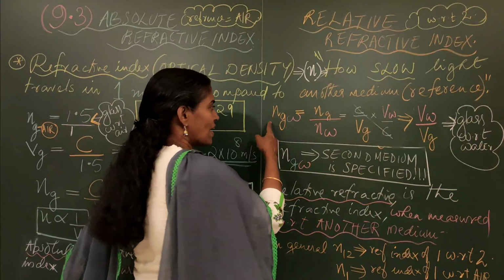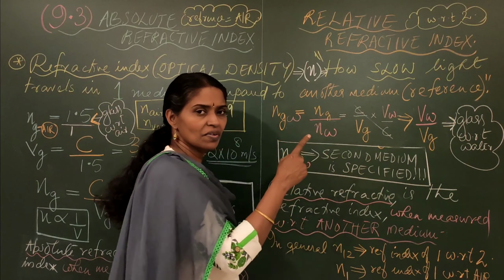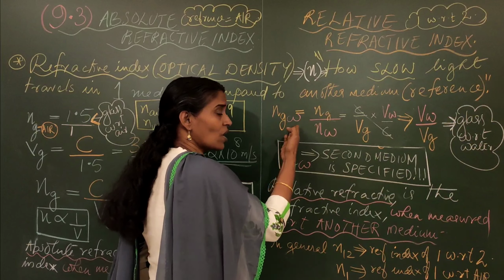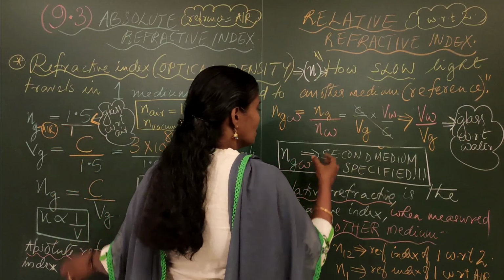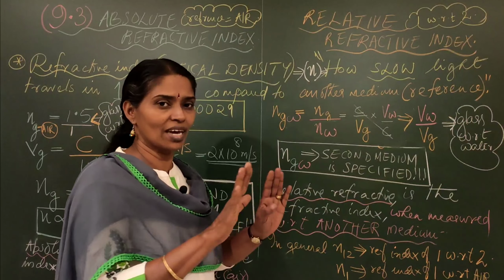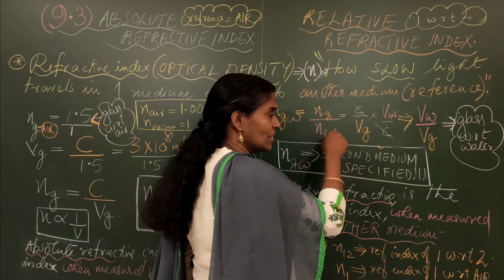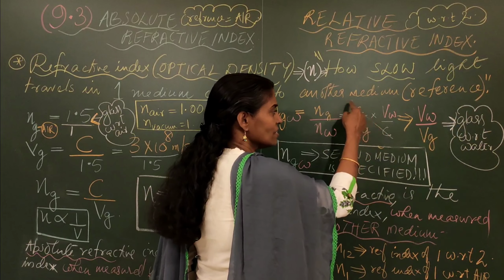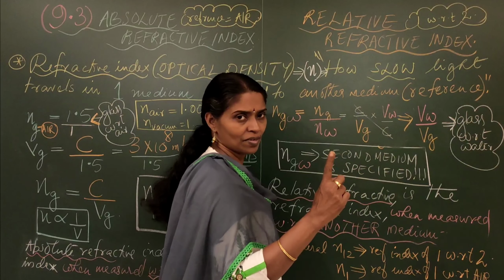An example: refractive index of glass. Here it is taken with respect to air, but here you have any other medium other than air. So here you have chosen water. How to write it? Refractive index of glass with respect to air, right? Refractive index of glass with respect to water, not air. And how to get the refractive index? C by Vg divided by C by Vw. Then you put in the reverse and multiply. C and C cancel. So what is the answer? Vw by Vg.